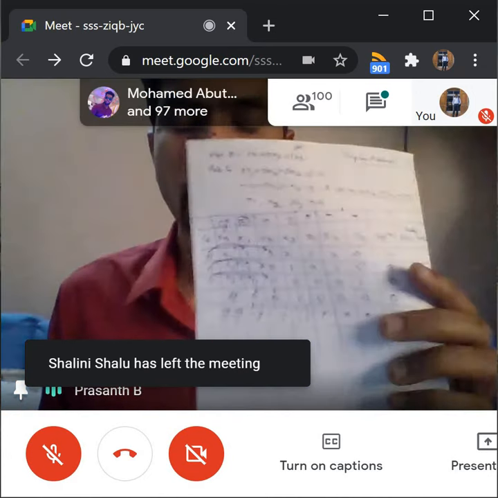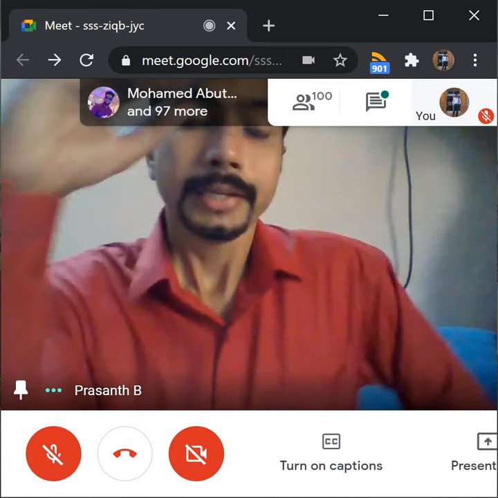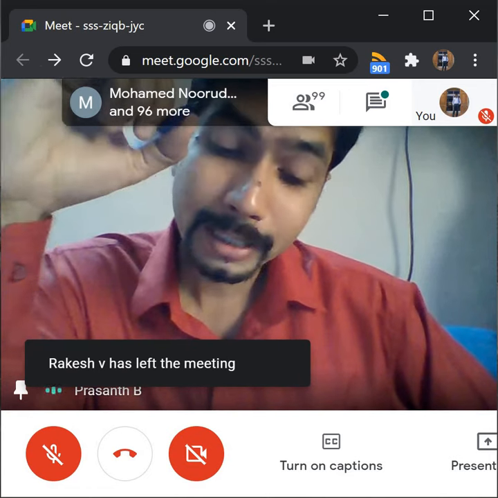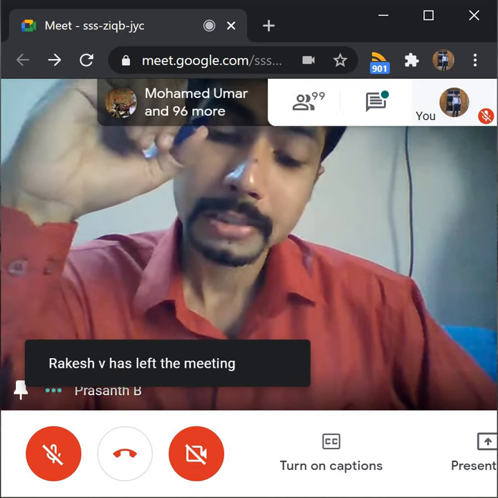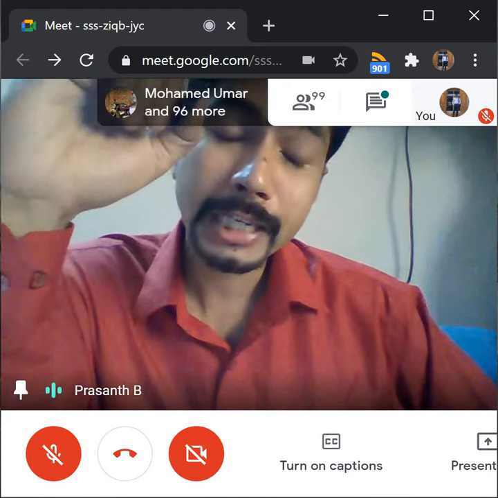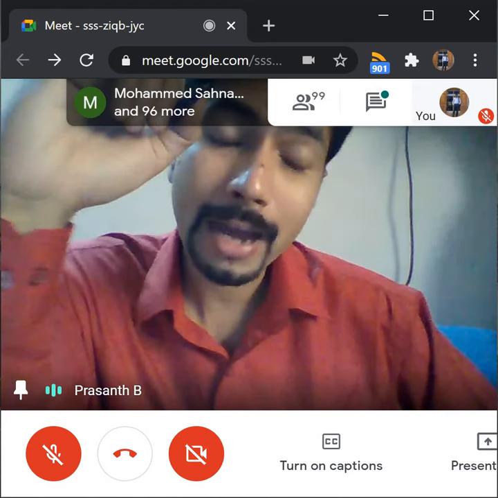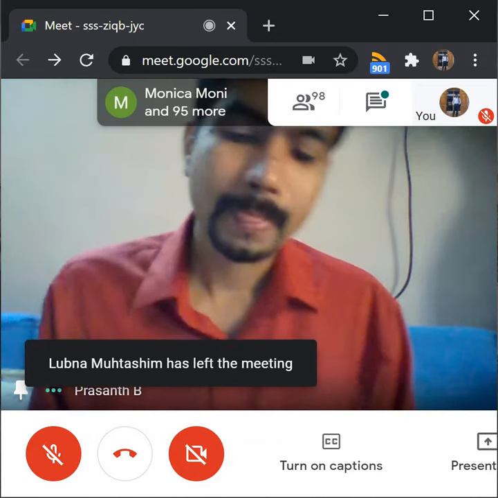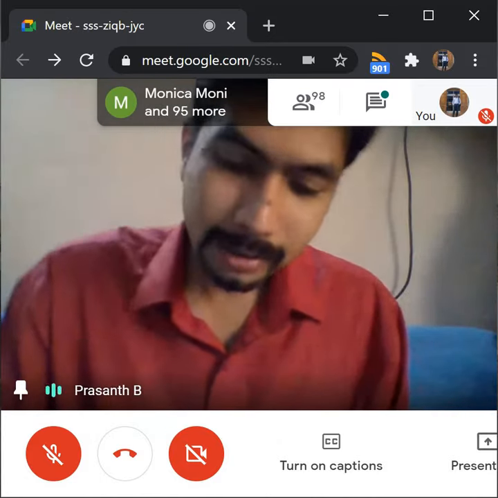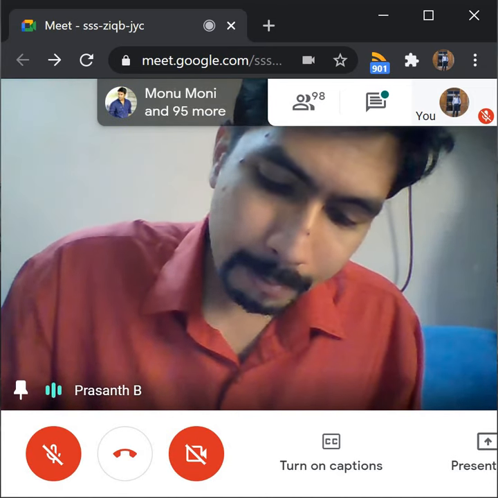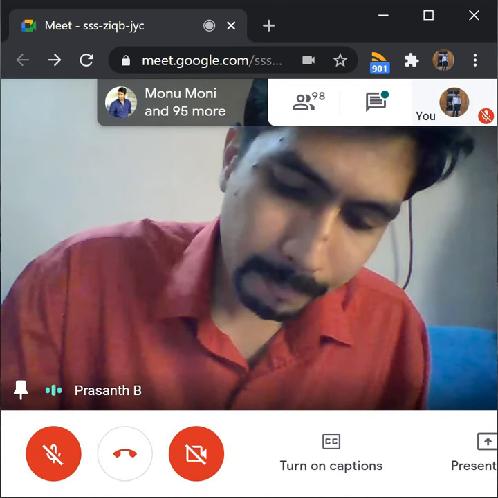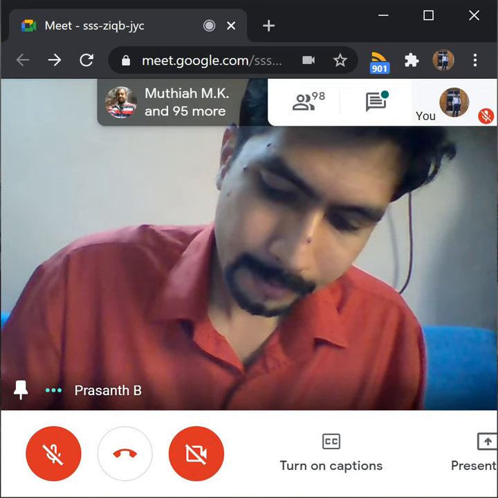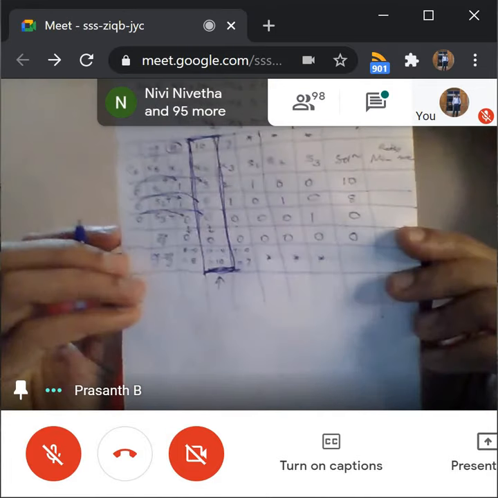Now what you need to do? In the Cj minus Zj row, listen carefully. Select the highest value. Which is the highest value? 10. Put one arrow mark there and mark that column. Like this.